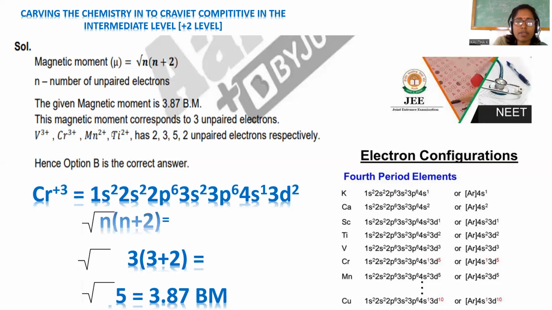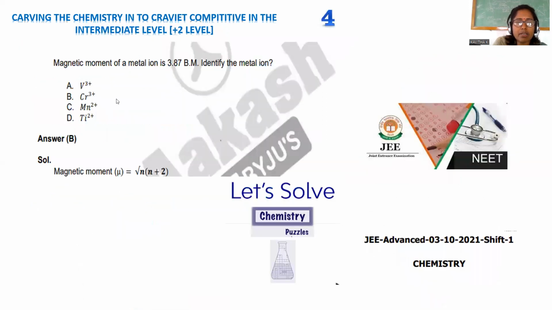Let's go with any other values also. Manganese plus 2 and titanium plus 2. Manganese plus 2 is accompanied with 5 lone pair of electrons, titanium plus 2 with 2 lone pair of electrons. So that here 3.87 will be for chromium plus 3.